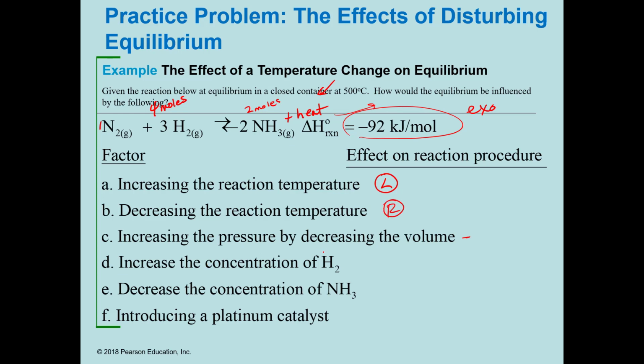If I increase the pressure by decreasing the volume, it's going to go to the right. Why? Because if I increase the pressure, it's going to go to the side with the least number of gas moles. If I add hydrogen, it's going to push it to the right. If I decrease the ammonia, I'm going to pull it to the right.